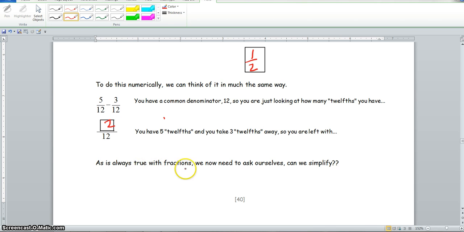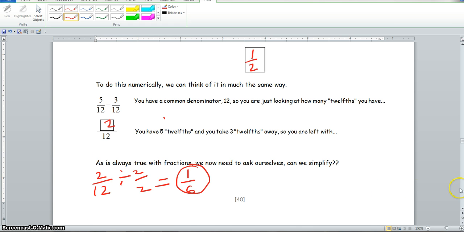As is always true with fractions, we now need to ask ourselves, can we simplify? When we look here at 2/12, 2 and 12 have 2 in common, so we can divide both by 2. 2 divided by 2 is 1. 12 divided by 2 is 6. So your final answer will be 1/6.